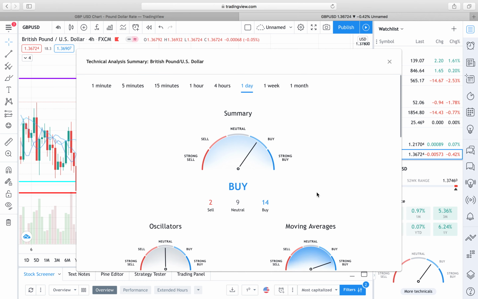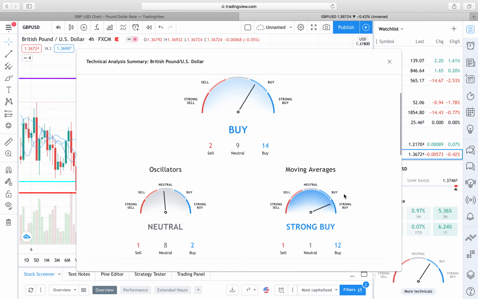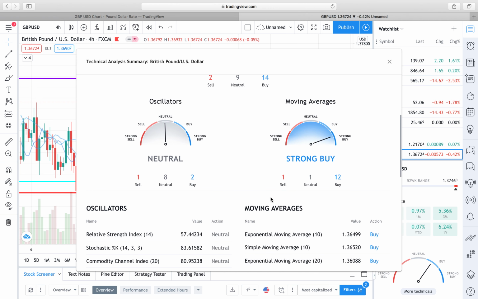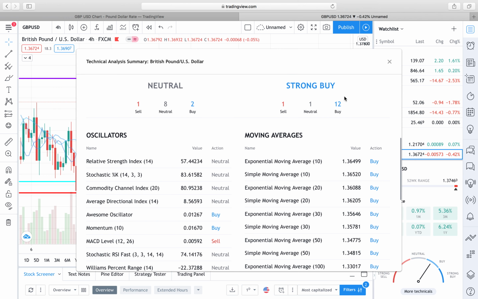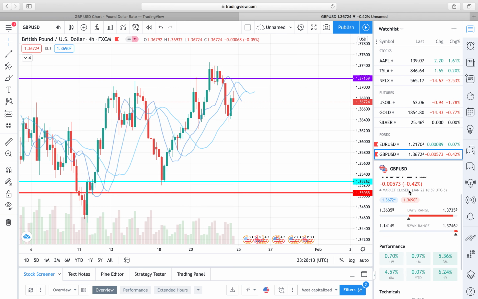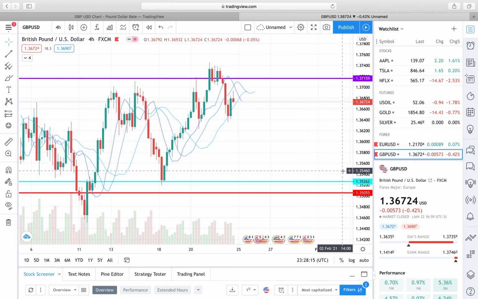So right now, you can see it's at a buy right here. 2 say to sell it, 9 are neutral right now, and 14 say to buy. I would also say to buy because, like I said, the chart is an uptrend. And the way it's moving, they'd say it's a strong buy, of course. So that's how you determine if the chart is on an uptrend or not.